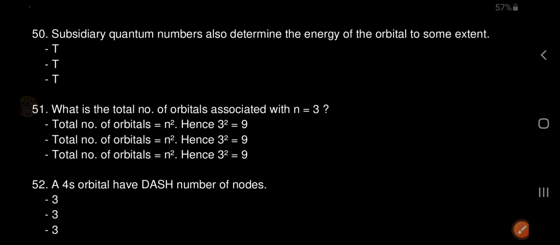What is the total number of orbitals associated with n equal to 3? Total number of orbitals is equal to n square, hence 3 square is equal to 9.